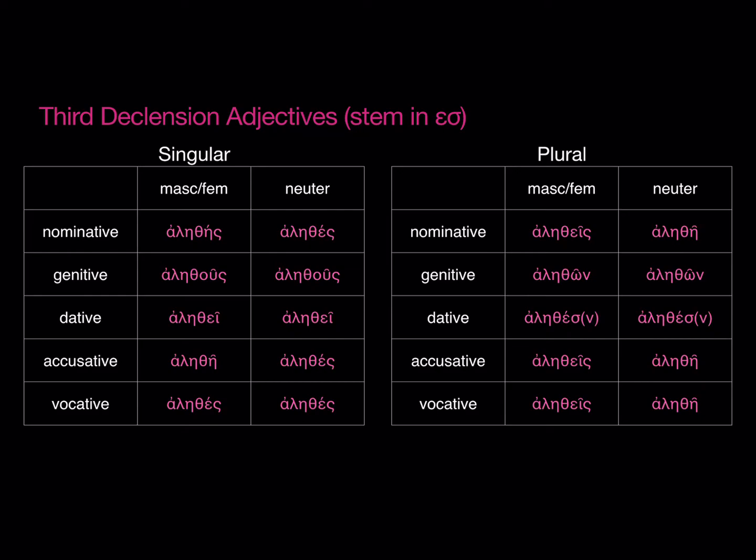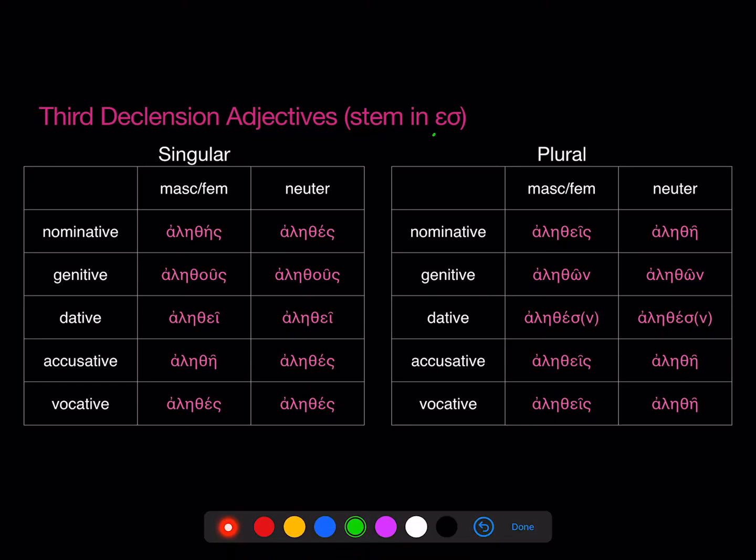Now let's look at a third declension adjective that has a stem in epsilon sigma. And this is just a little tougher because, of course, that sigma is going to drop out when it becomes intervocalic. So if we look at the vocative singular, masculine and feminine, and at the neuter vocative, accusative, and nominative singular, you'll see the pure stem there for alethes, true. All right. Lengthen the epsilon into an eta for the masculine and feminine nominative singular.